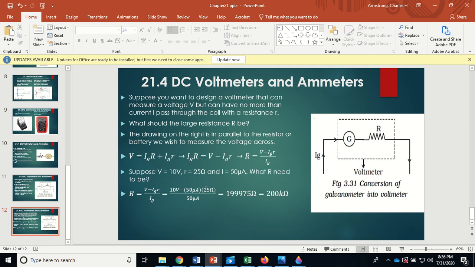Now, we could have forgotten about this term here. 50 microamps times 25 ohms is an incredibly small number. So 10 volts minus this is practically 10 volts. It's like maybe 9.9998 volts. So this actually could be discarded. And then you've got the 50 microamps on the bottom, so you get your 200 k ohms.